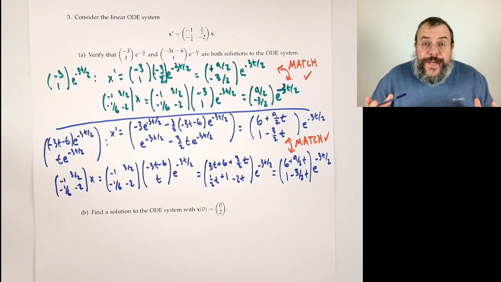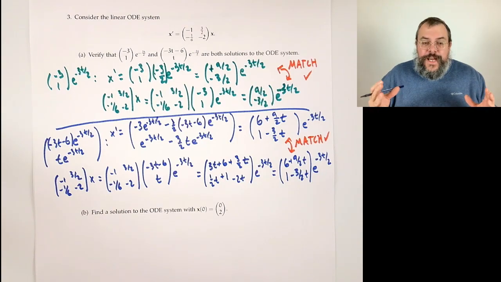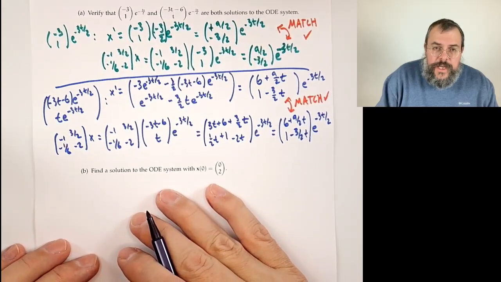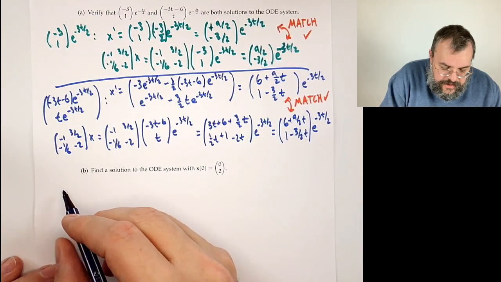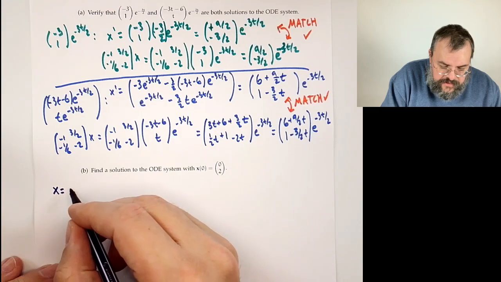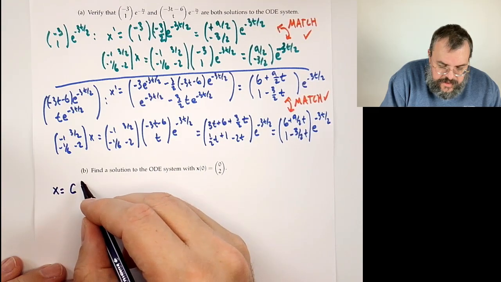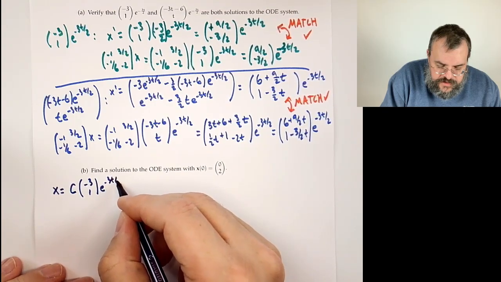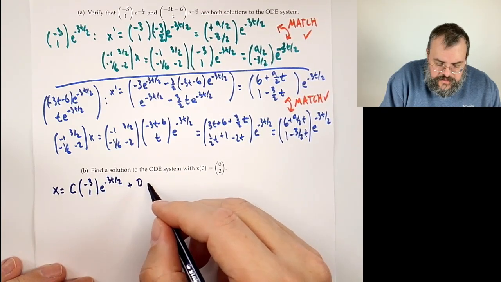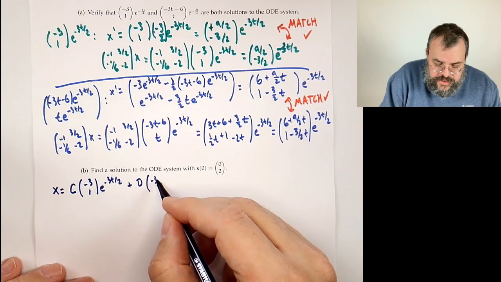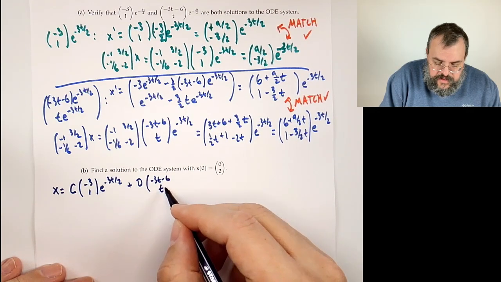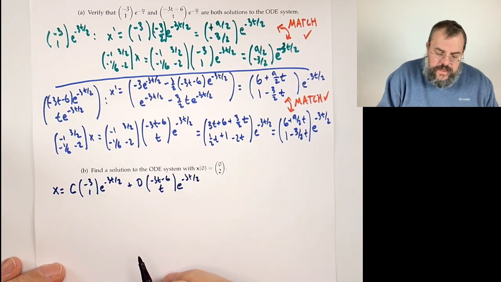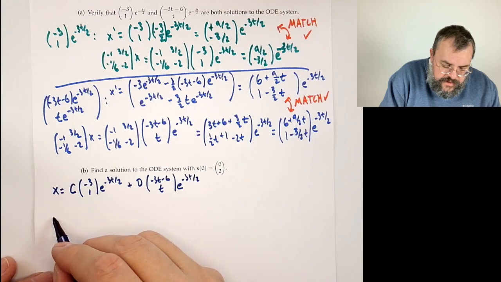But we're going to go on faith, and so what does that mean? Well, that means that we're going to say, okay, our general solution looks like some constant c times (-3, 1) e to the -3t over 2, plus some constant d times (-3t minus 6, t) e to the -3t over 2. And now what we do is we plug in 0.